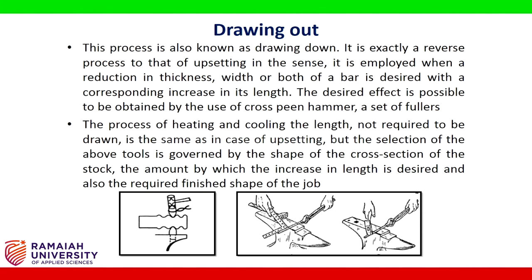The desired effect can be obtained by the use of a cross-peen hammer and a set of fullers. The process of heating and cooling the length not required to be drawn is the same as in the case of upsetting, but the selection of the above tools is governed by the shape of the cross-section of the stock, the amount by which the increase in length is desired, and also the required finished shape of the job.